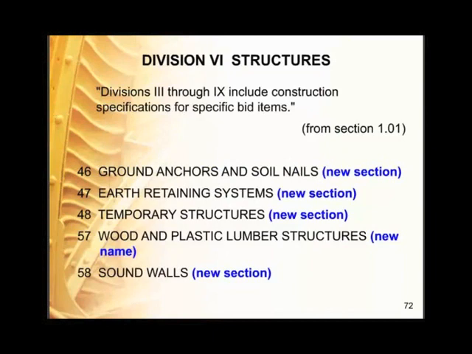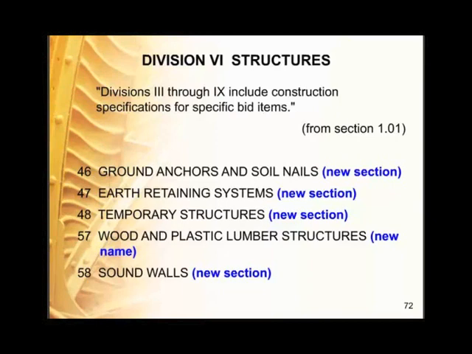Division 6, structures. We have several new sections in this division. Section 46, ground anchors and soil nails. It's a new section. They used to just be special provisions. Section 47, earth retaining systems. It's a new section. Used to be special provisions. Section 48, temporary structures. This is where falsework is now located. We also have temporary supports and temporary shoring, different things in there.